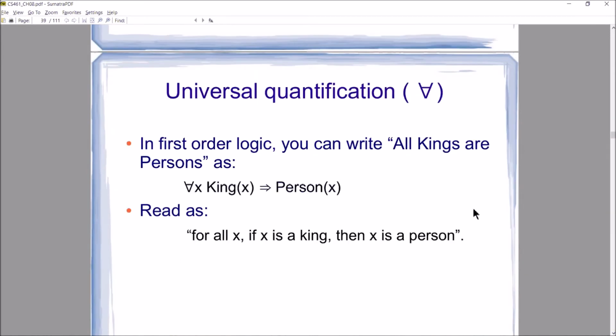In first order logic, we could write the sentence all kings are persons like this. For all x, you can read this as for all x, if x is a king, then x is going to be a person. For every single domain entity, for every single object, if it's a king, then it's going to be a person.